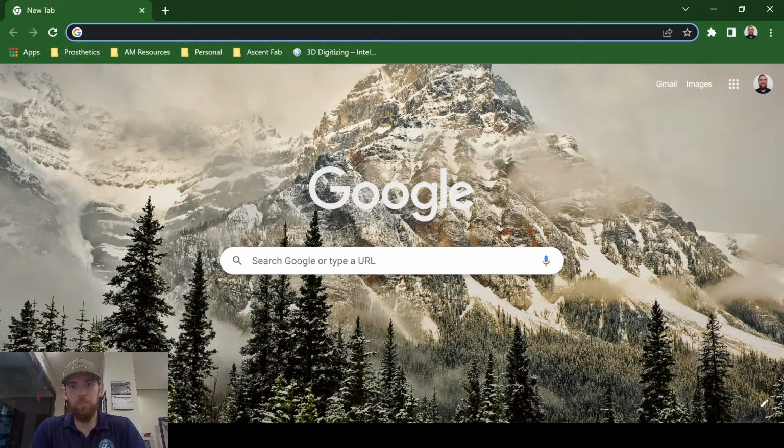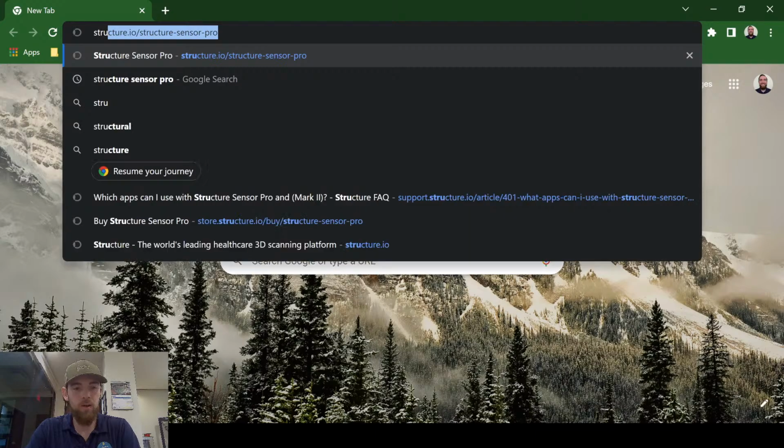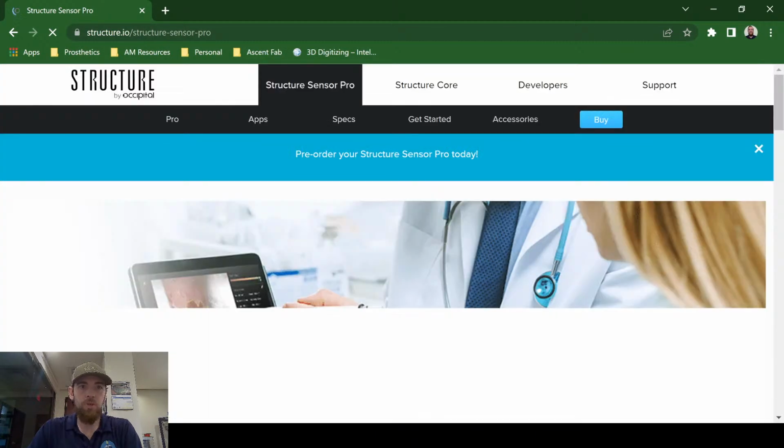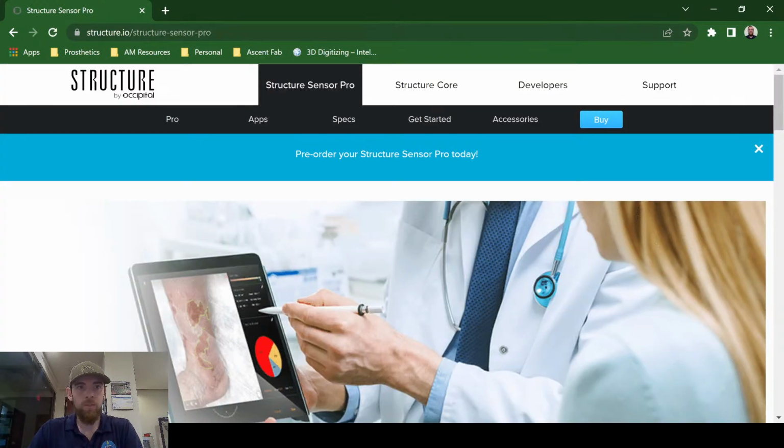So let's go through some different 3D scanning options. One that a lot of people are familiar with is the Structure Sensor, technically. The Structure Sensor Pro here is the newest option from Structure by Occipital.